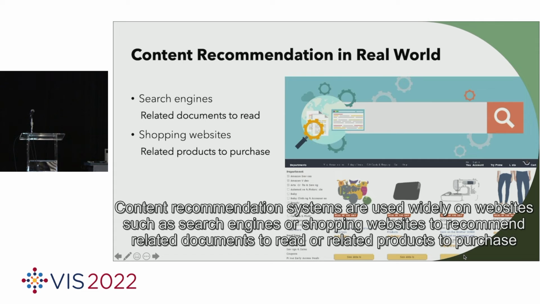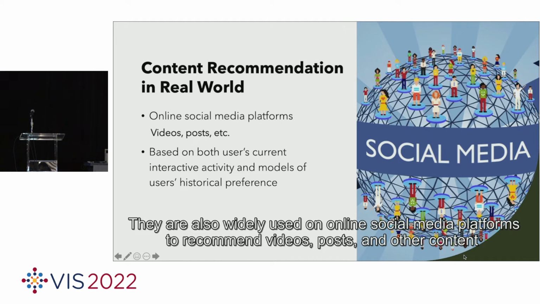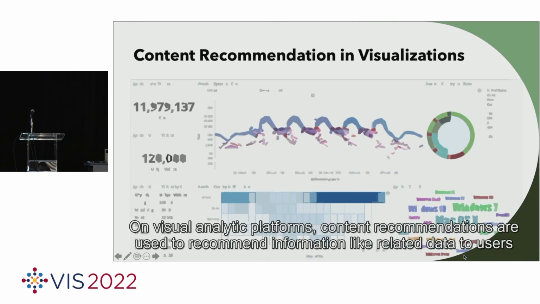Content recommendation systems are used widely on websites such as search engines or shopping websites to recommend related documents to read or related products to purchase. They are also widely used on online social media platforms to recommend videos, posts, and other content, based on both users' current interactive activity and models of users' historical preference.